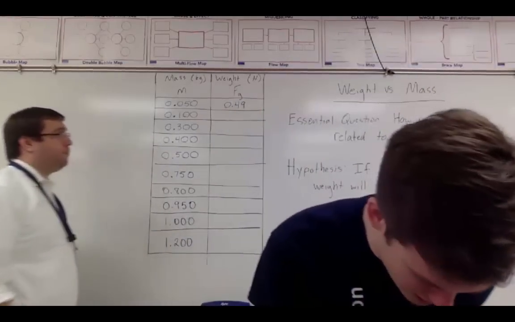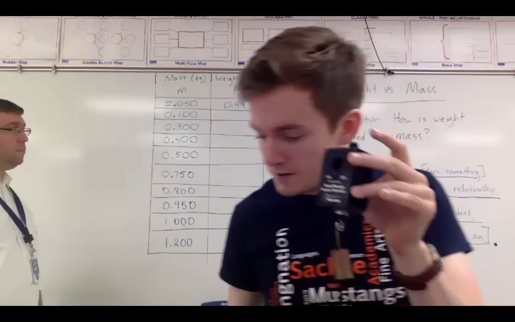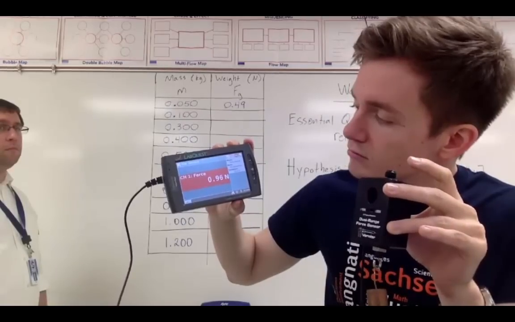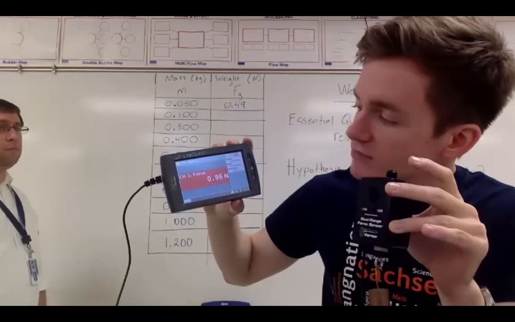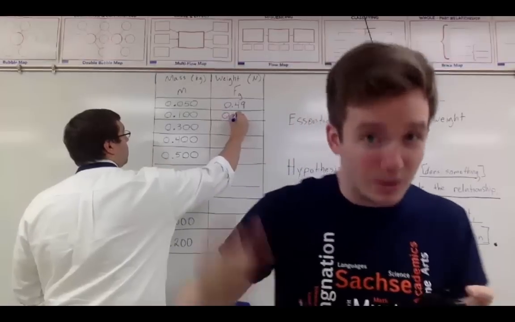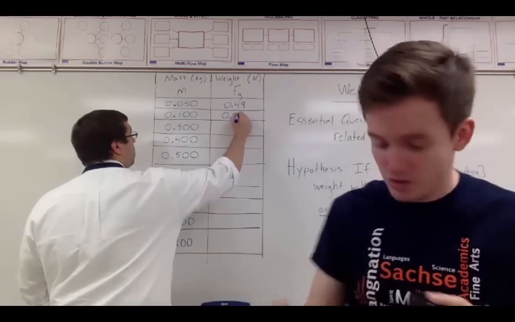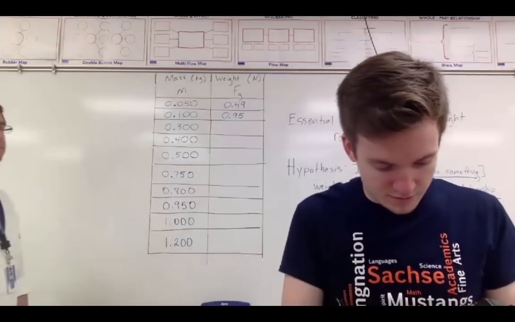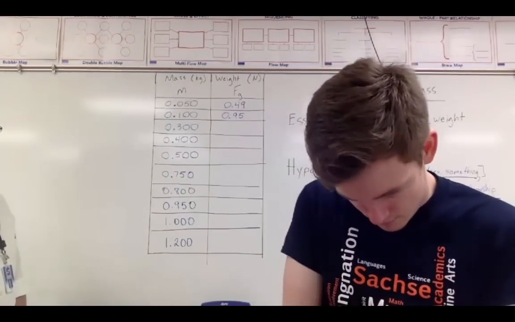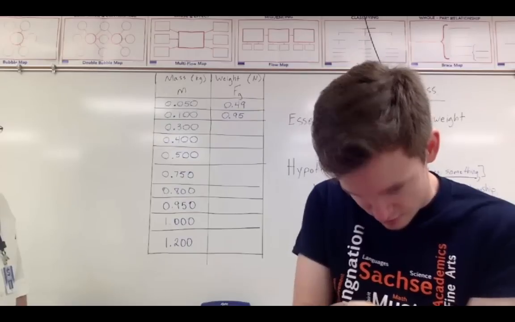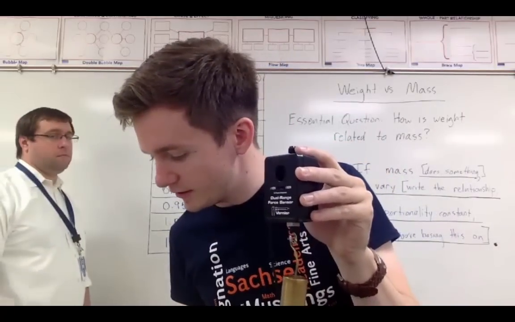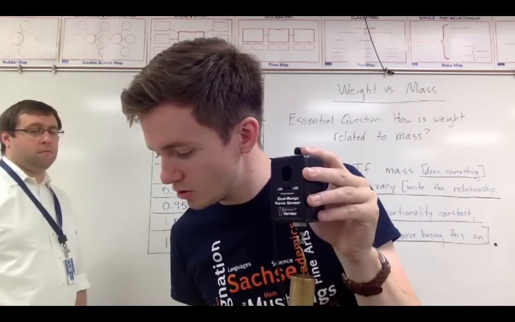So that's our first value. Next we have 100. That's going to give us 0.95. So again, notice how I'm reading that. It's going up and down a whole bunch. You got to pick the point in the middle. Then we have 300. See if I can do this without dropping the weights everywhere. This gives us 2.95.